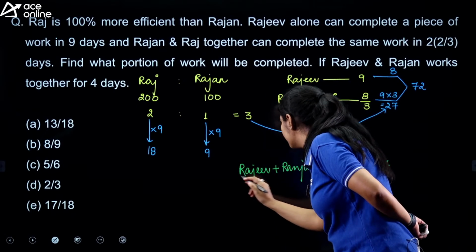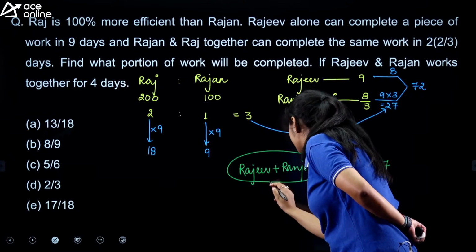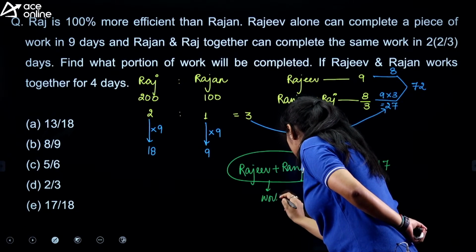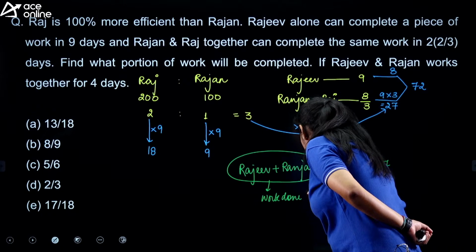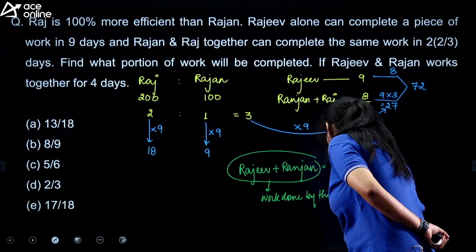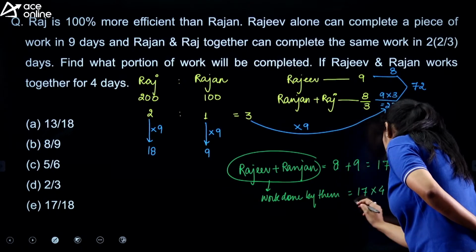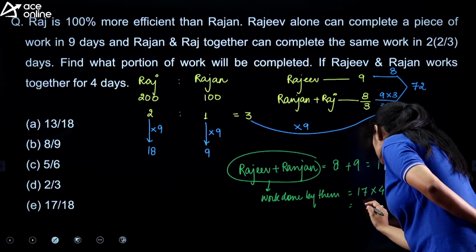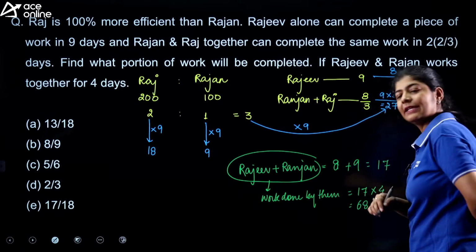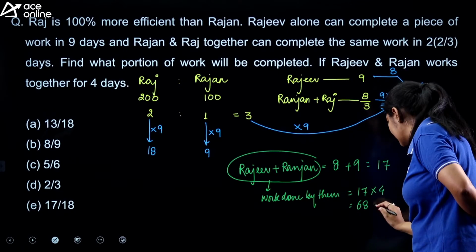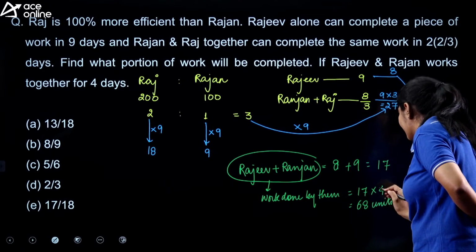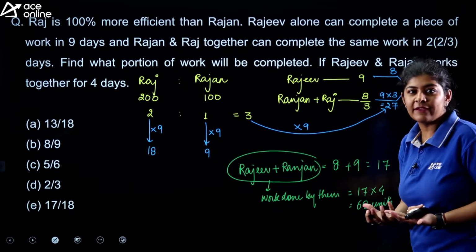So the amount of work done by them is nothing but 17 into 4, which is equal to what? 68, right? They have completed 68 units in 4 days. But we need to find out how much portion they have completed.